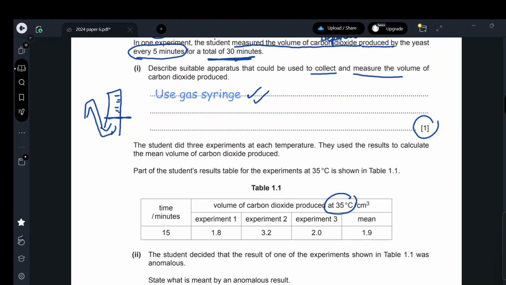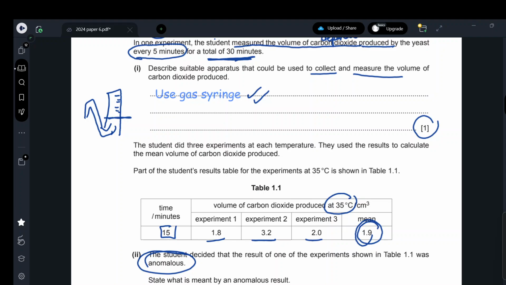he gave me the table for temperature 35 degrees. After 15 minutes, he counted the volume 3 times, okay? And he calculated the mean. The student decided that the results for one of the experiments is anomalous.